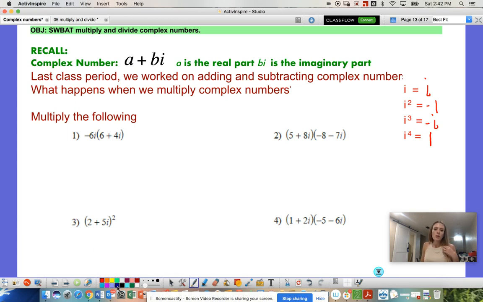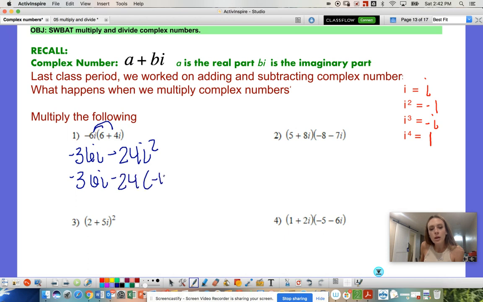So when we multiply them, we're going to distribute just like you would. And so we'll have -36I minus 24I squared. Well, we know that I squared is actually -1. So -24 times -1, that actually just turns into plus 24. And the more we do a lot of foiling and distributing, you'll get to realize that the last term, we're always just going to switch the sign before it when we have an I squared.